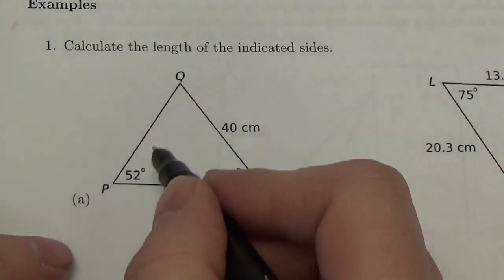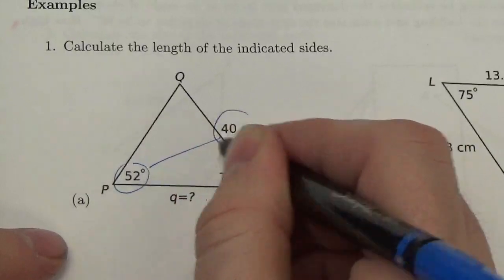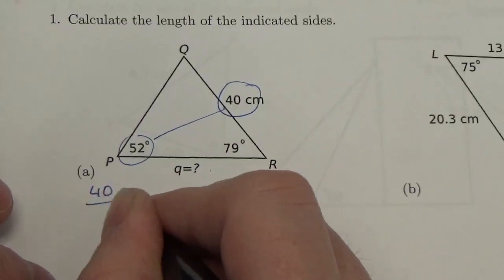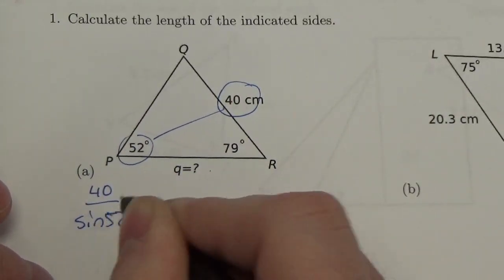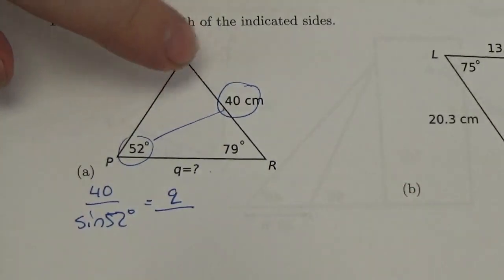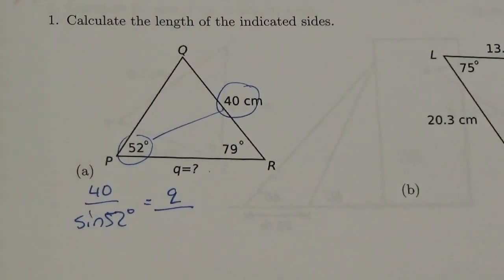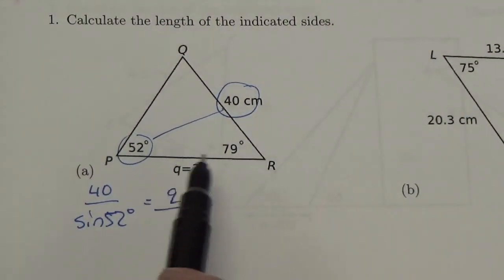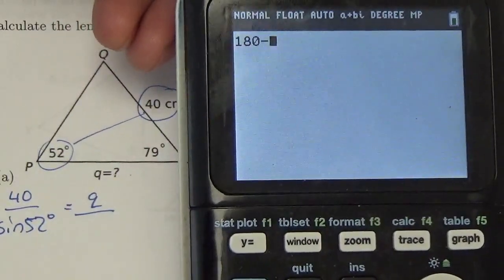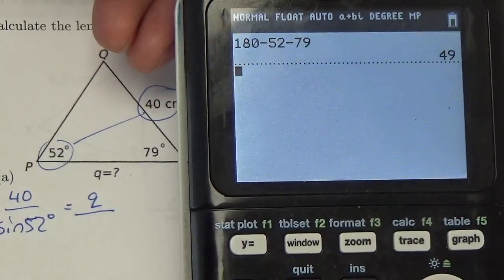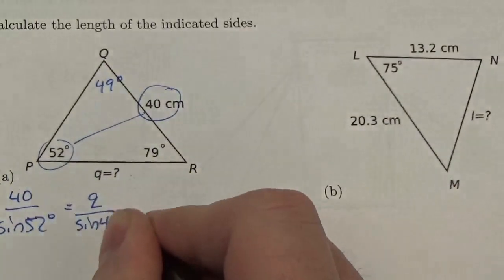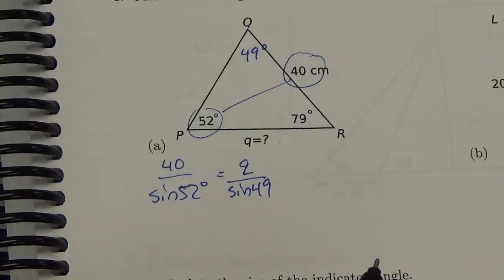So what I've got here is I do have an angle and I do have the side opposite it. So that's a sine law problem right there. So I know that this is going to be 40 over the sine of 52 degrees. Now I would like to get Q out of that, but I don't know angle Q, and I need that. However, it is fairly easy to get angle Q because I have the other 2 angles there. So to get angle Q, I will just go 180 minus 52 minus 79, and I get 49. So I know that this angle up here must be 49 degrees. So then I can write that down as the sine of 49. Now I can handle this problem here.